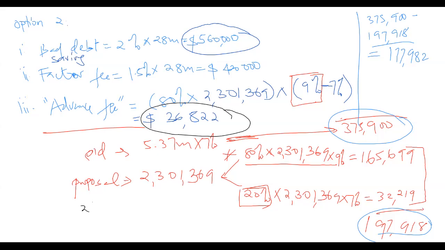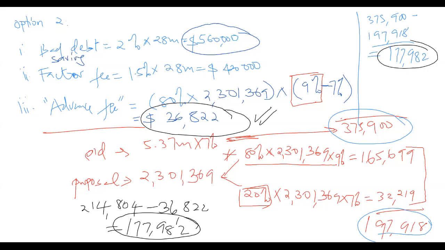So 214,804 you're saving, minus the fee you pay to the factor, 36,822. What do you get? $177,982. You can see the two are the same. Whatever method you prefer to follow, you get the same answer at the end of the day. Whether you want to show the finance you get from the 20% from the bank or not, whatever method you want to follow, there's no problem. I don't prefer to use this, but whatever you want to follow, you get the same answer.